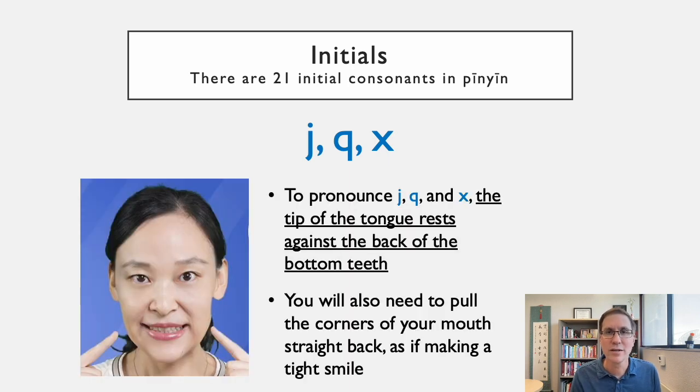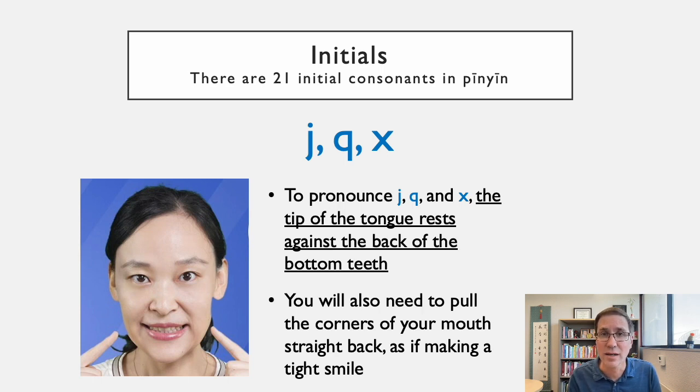So it's critical to remember here that when you're pronouncing these sounds, the tip of your tongue needs to rest against the back of your bottom teeth. Also, there should be no lip movement, and you should be pulling the corners of your mouth straight back as if you're smiling. If you look at the image here on the screen, that's what your mouth should look like when you're pronouncing these initials.